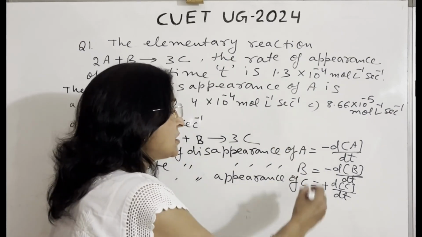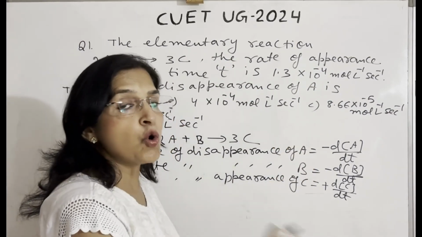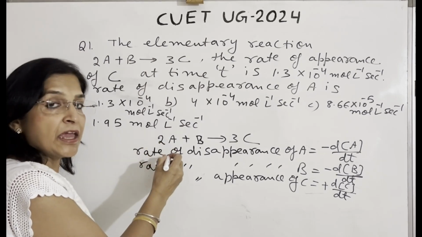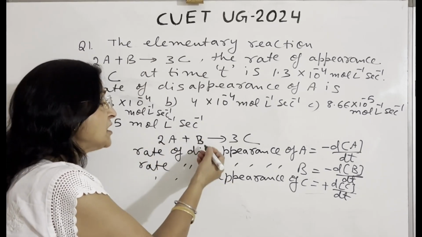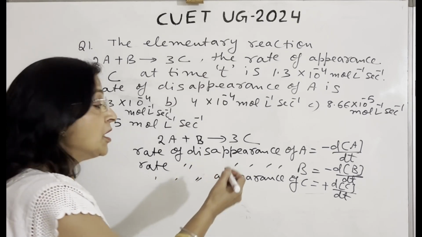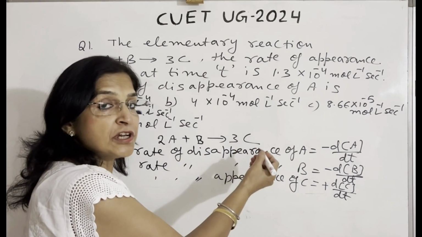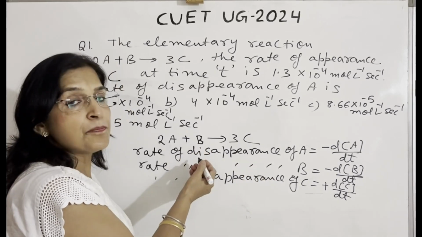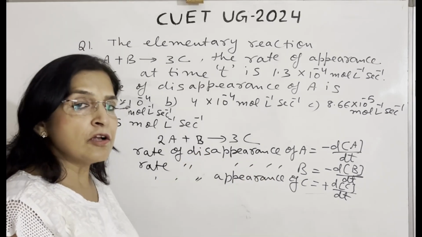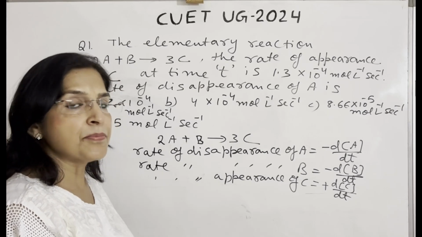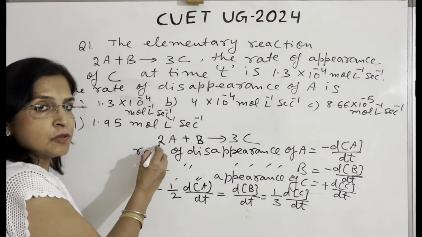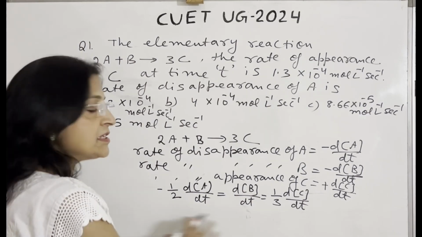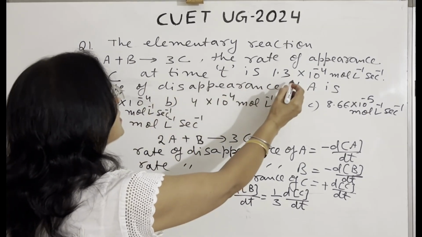But these rates of reaction are not equal. In this reaction, the rate of disappearance of A is double than the disappearance of B. Rate of formation of product C is 3 times than the rate of disappearance of B. So what do we have to do to make them equal? We will divide by the stoichiometric coefficient. Now these are equal. What is given to us in the question?